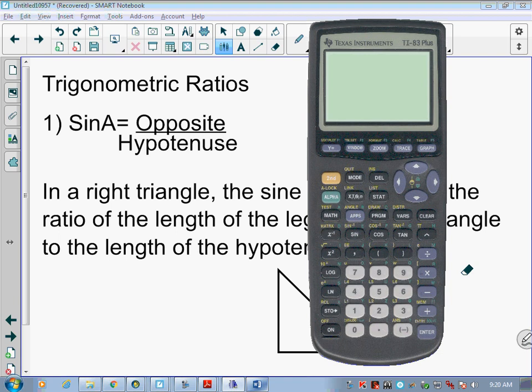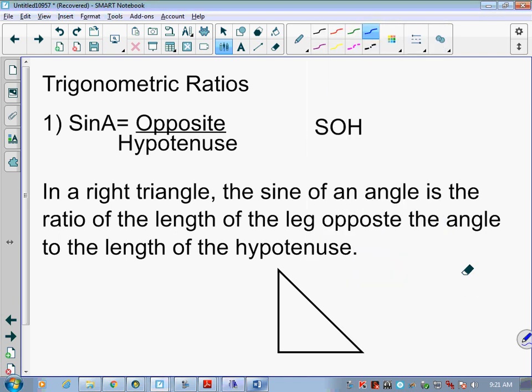How many of you are familiar with sine, cosine, and tangent to some degree? This isn't your first time running into this. Okay, good. There are about half of you. Okay? Good. So you guys got kind of a leg up.